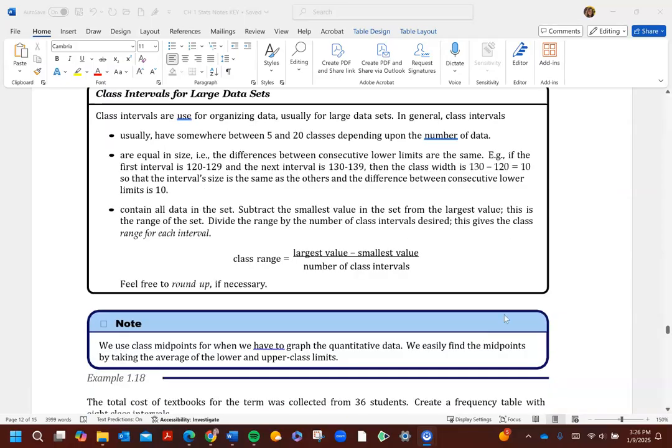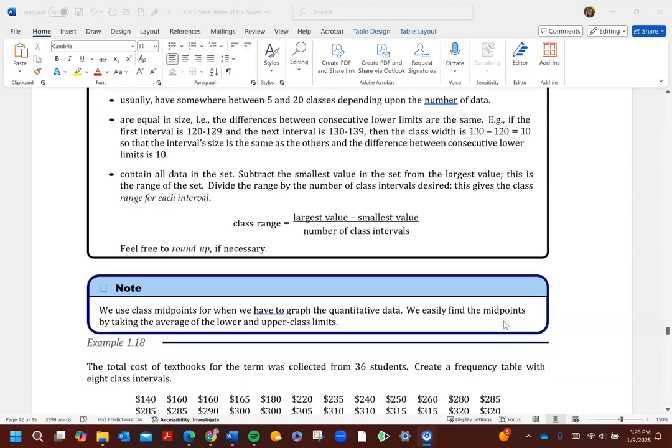A lot of times we use the midpoints when we're graphing the quantitative data, and we can just take the average of the lower and upper class limits. We'll do this for histograms and things, but right now we're going to look at the frequency tables and just making a table with it.